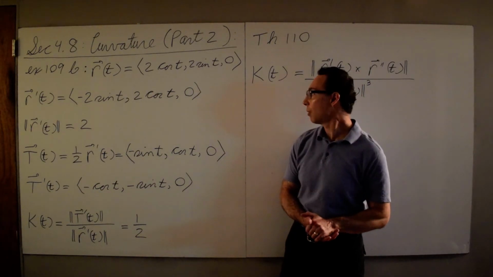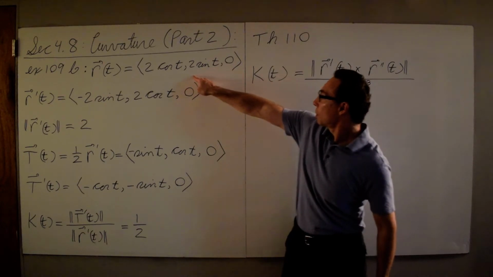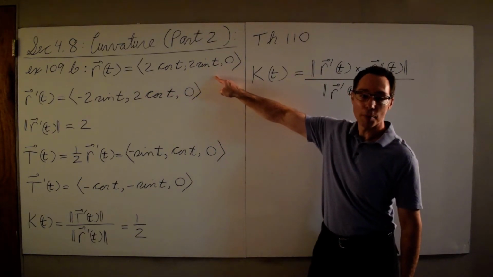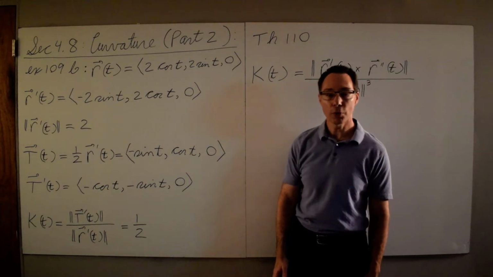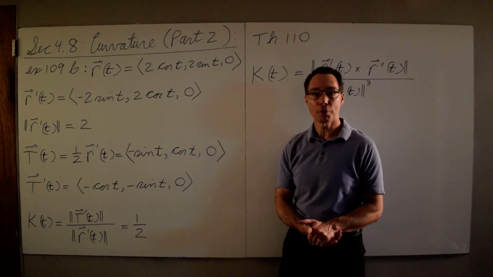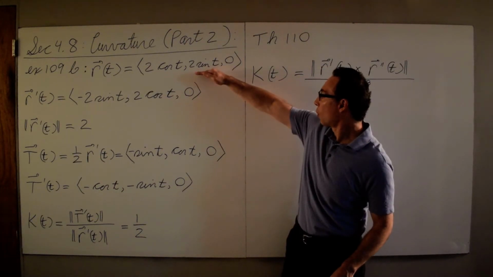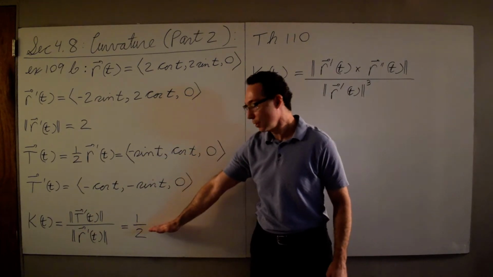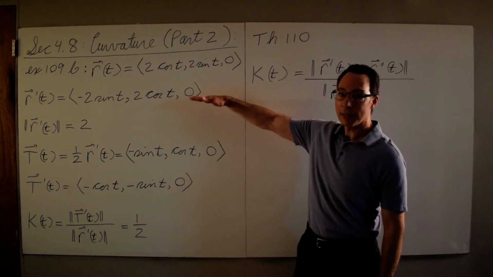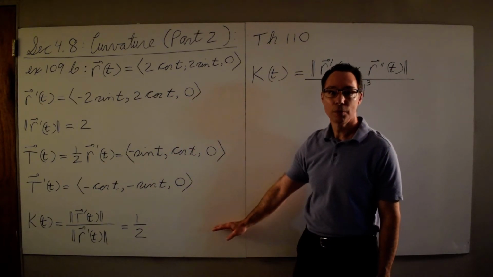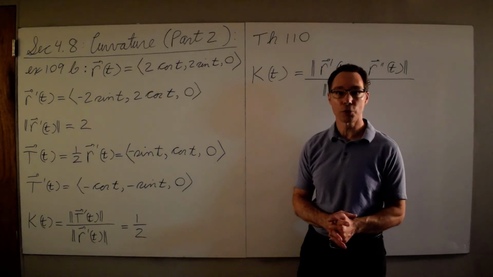Let's compare this to part A. What does this parameterize? This parameterizes the circle in the xy plane centered at 0, 0 of radius 2. Before, we looked at the circle in the xy plane centered at 0, 0 of radius 1. This is a larger circle. It has smaller curvature. And that agrees with our intuition, that larger circles have smaller curvature and smaller circles have larger curvature.